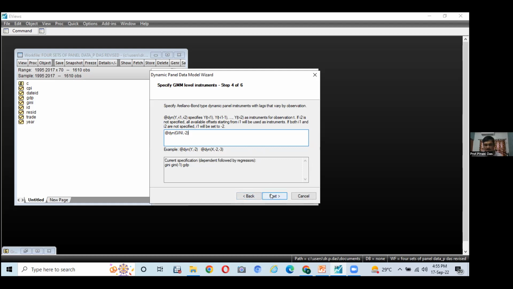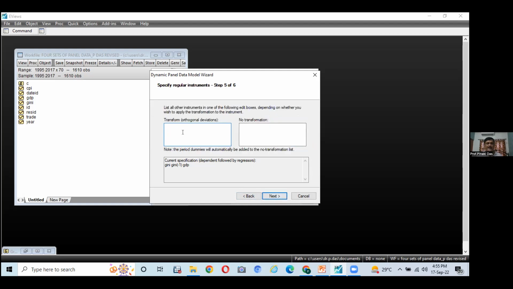Okay, now next. It is step 5. In this step, you should now specify the remaining instruments. You can see there are 2 lists. One is the transform, orthogonal deviation. We have considered this methodology for transformation, and another is no transform. Here we are interested to transform all the instrumental variables, that is, all the variables.